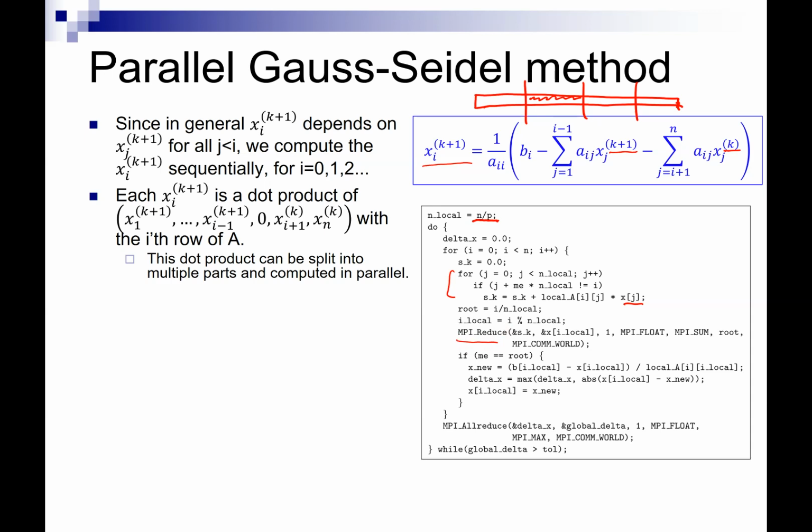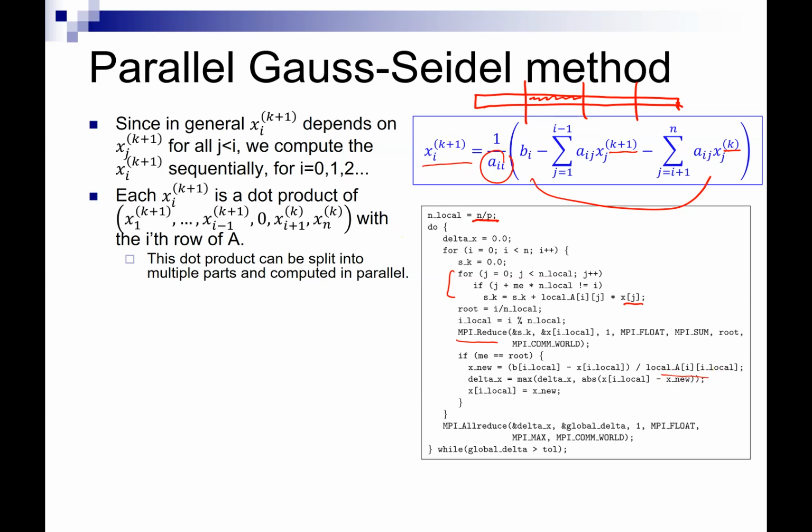This is going to reduce onto the root process, and the root is going to change depending on which iteration we're talking about. Then this root process is going to get this entire sum over here, and then it's just going to divide by a_ii. And that is going to be the new value for x of k plus 1 sub i.